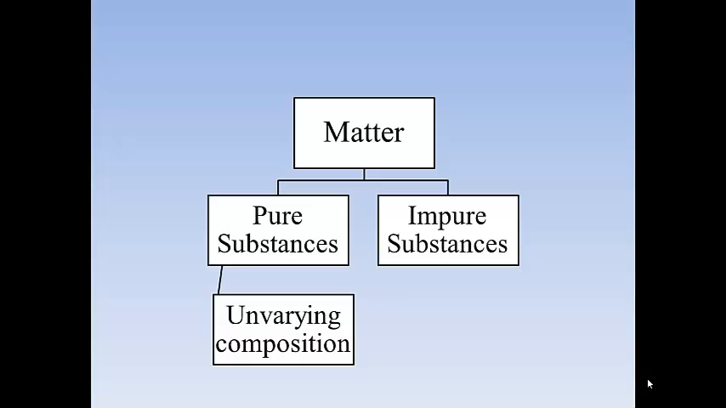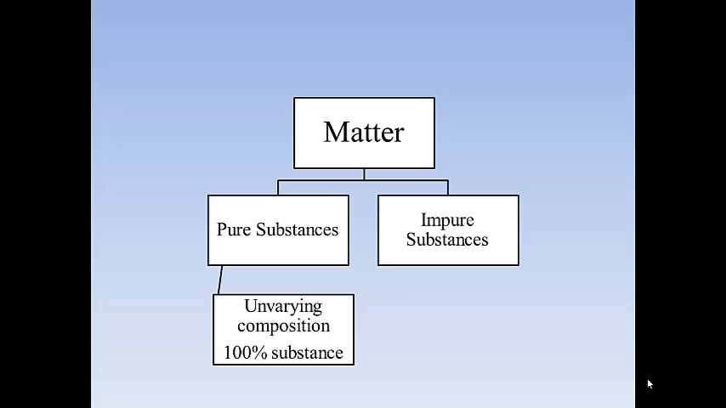A pure substance is defined as something that has unvarying composition. You can have 100% of it. Example, I can put a pile of pure gold in front of you. I can put a pile of a substance that only contains sugar molecules, so it's 100% sugar. If something can be 100%, then it is a pure substance.